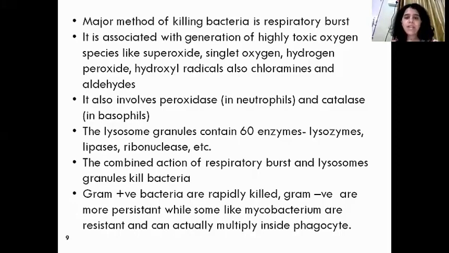The combined action of the respiratory burst and the lysosomal granules will cause the final killing of the bacteria. Usually gram positive bacteria are easily killed. Gram negative bacteria are persistent and it becomes difficult to kill them. And there are some bacteria, like mycobacterium, which are resistant and can even multiply in the phagocyte. They will enter inside the phagocyte, but still they can multiply.